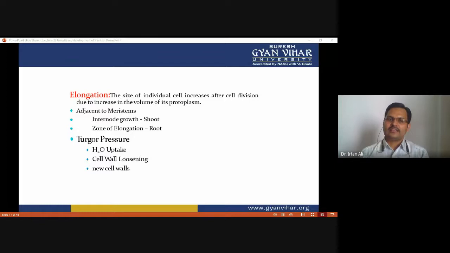Okay, and this turgor pressure is due to the water uptake, cell wall loosening, and new cell wall formation. So these are all the parameters responsible for elongation of the plant.